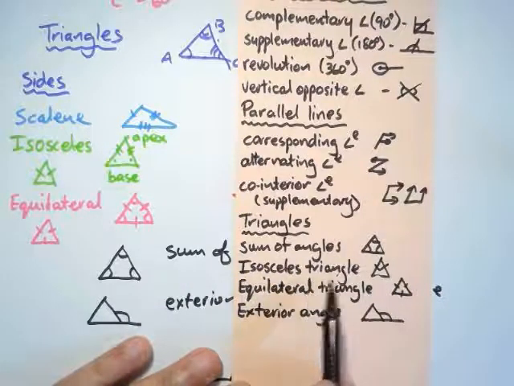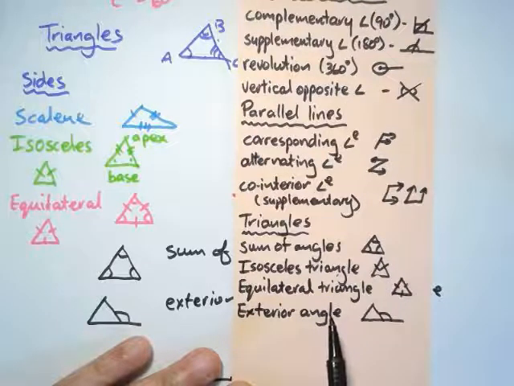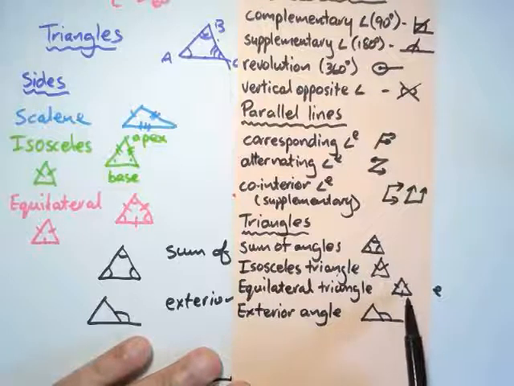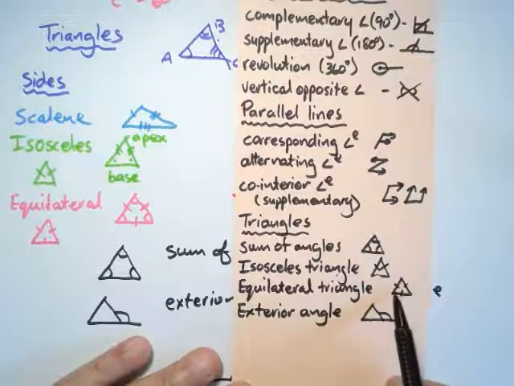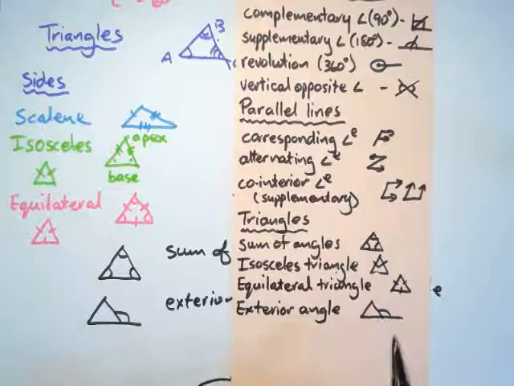Isosceles triangle, I have a triangle with two little lines through them. It means that the base angles are the same. Equilateral triangle, all sides are the same, which means all angles are the same. And now you should be able to calculate what that is. If all angles are the same, it means it is 180 divided by 3, so all angles are 60 degrees. The last one is the exterior angle. The code looks like this.